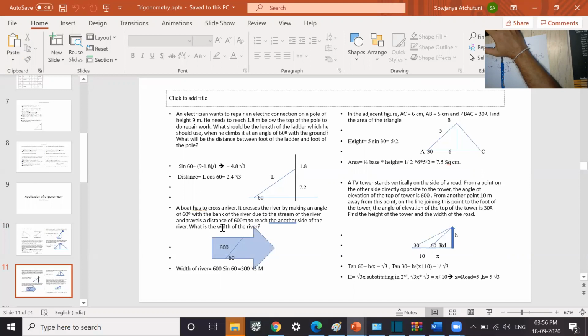Okay, now we see the boat. A boat has to cross a river. It crosses the river by making an angle of 60 degree with the bank of the river due to stream flow. So total 600 meters to reach the other side. What is the width of the river? He has given the slant portion is 600. This is 60 with the bank. So what is the vertical portion? Sin 60 times 600 is the width of the river. Sin 60 is root 3 by 2. So 300 root 3 is the width of the river.